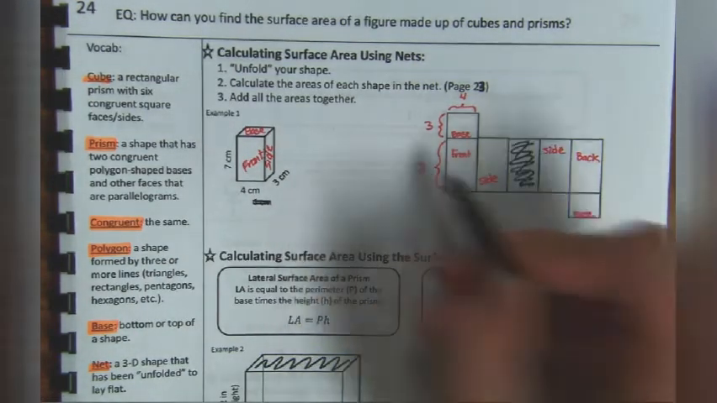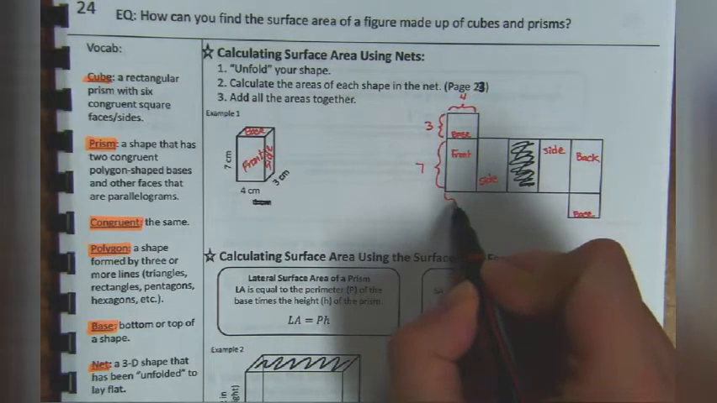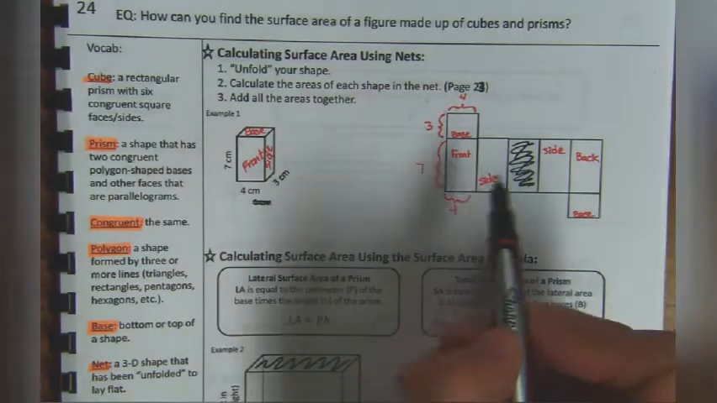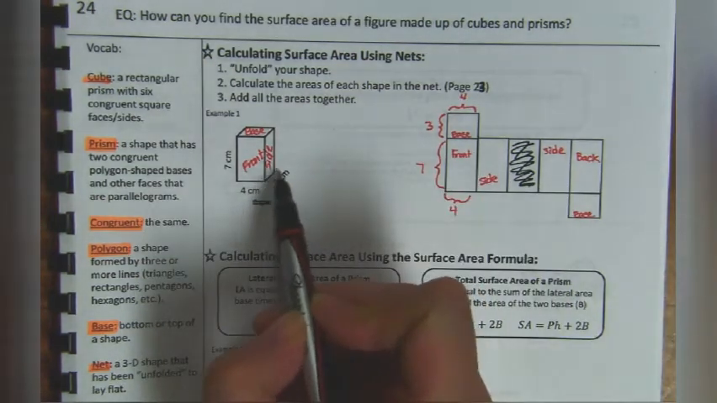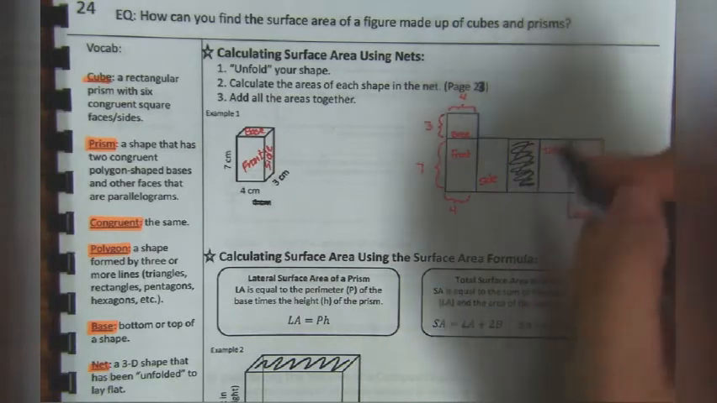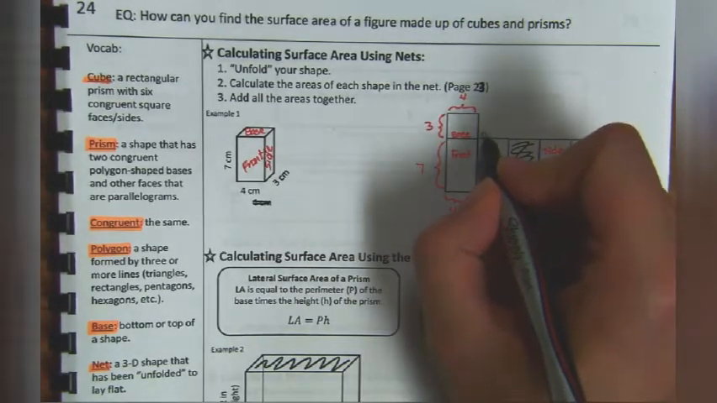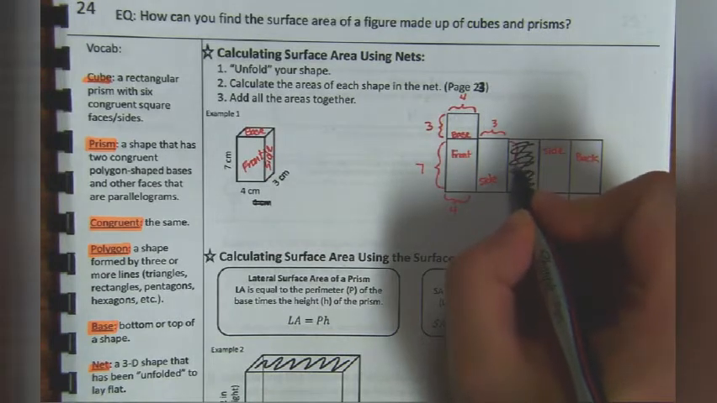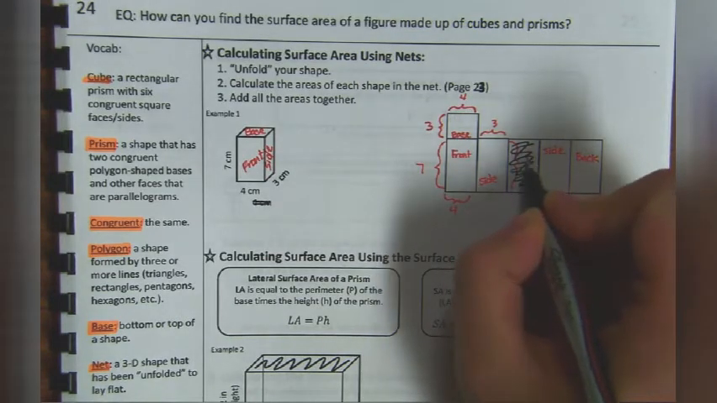So 7 by 4. Our sides are going to be 3 by 7. Okay, so this right here is going to be 3. And this right here is going to be 7.